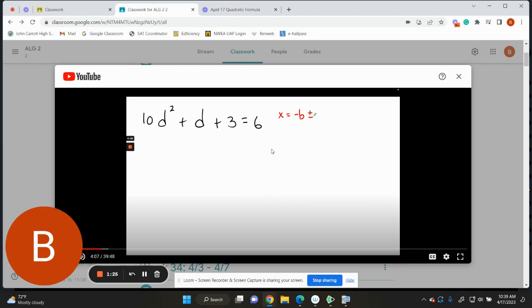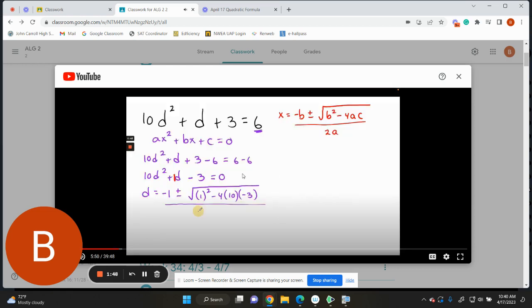Okay. So in this problem, what would you have to do before you could solve it? Yeah, you've got to subtract the 6 from both sides, right? So then you'd have to combine your like terms, all right? So we subtracted 6 from both sides, okay? And then we combine like terms. 3 minus 6 is negative 3, okay?